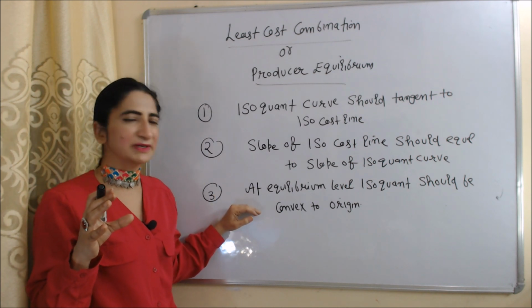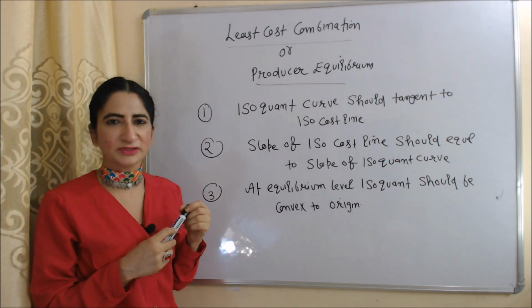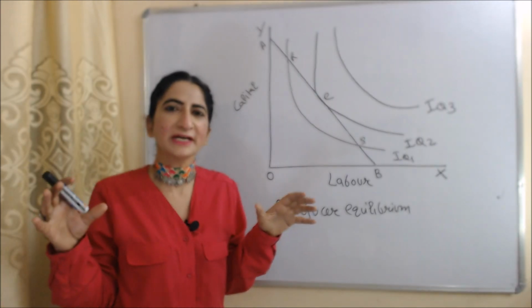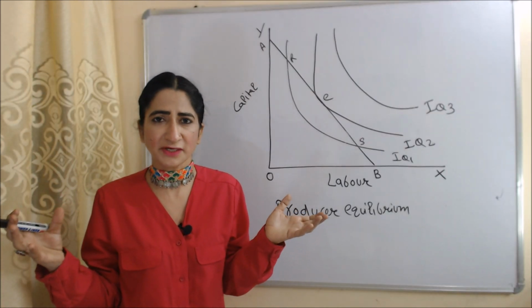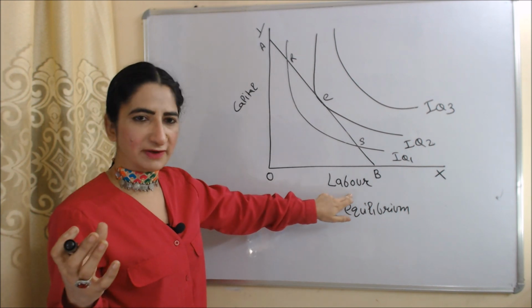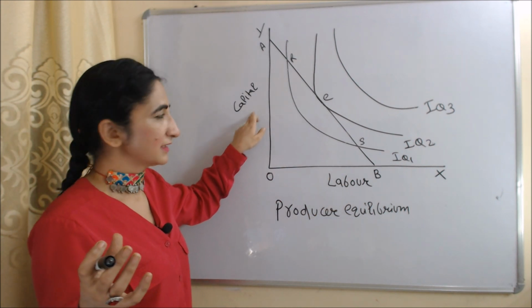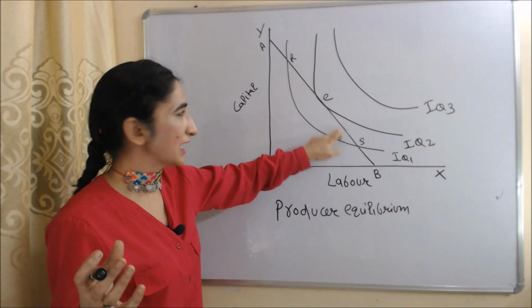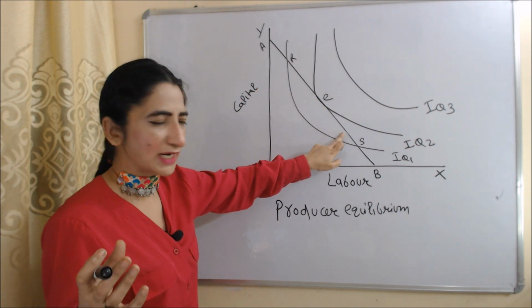Last, at equilibrium level, the isoquant should be convex to origin. Now with the help of this diagram we will understand the producer equilibrium point. In this diagram, on the x-axis we have labor and on the y-axis we have capital. AB is our isocost line.